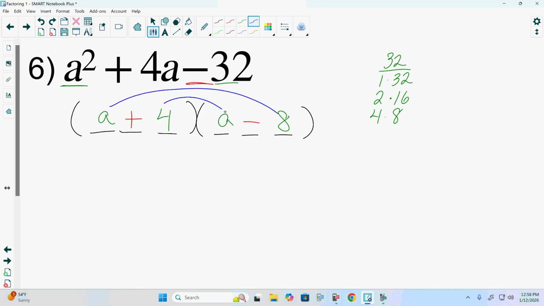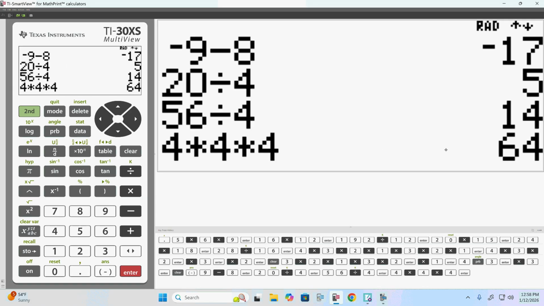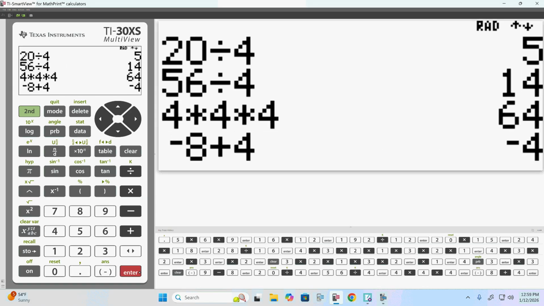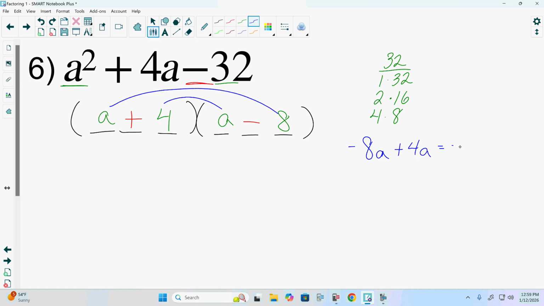And again, I'm not going to multiply a times a because a times a is still a squared. 4 times negative 8 is still negative 32. Now a times negative 8 is going to be negative 8a. Positive 4 times a is going to be positive 4a. And negative 8a plus 4a, negative 8 plus 4, is negative 4a. Is that the middle term we wanted? Yes and no. I mean, we did want 4a, but we want it to be positive, not negative.